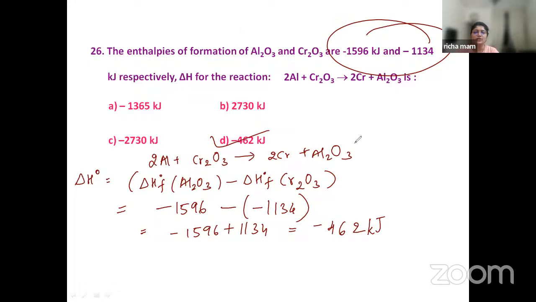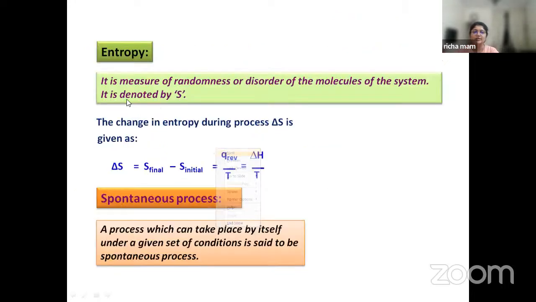So this is all depending on the formulas. These problems all depend on the formulas. We have seen these things. Entropy, we have seen what is entropy. It is a measure of randomness or disorder of the molecules of the system. It is denoted by capital S. So delta S is S final minus S initial.